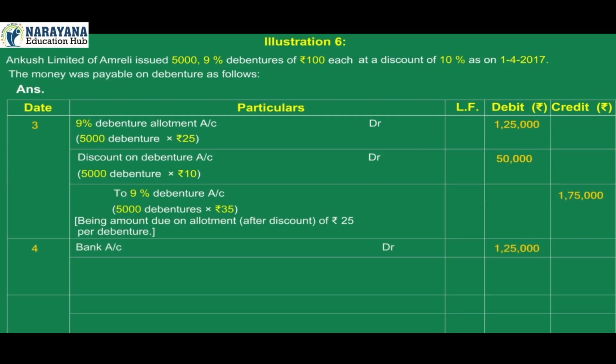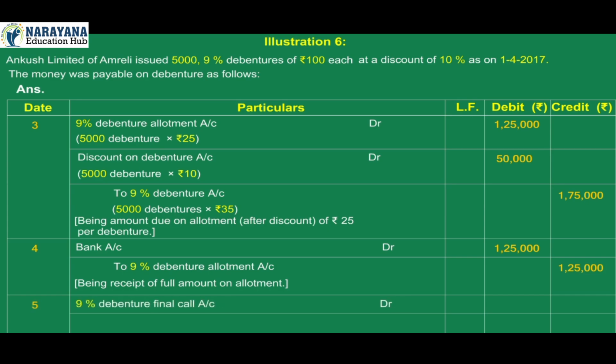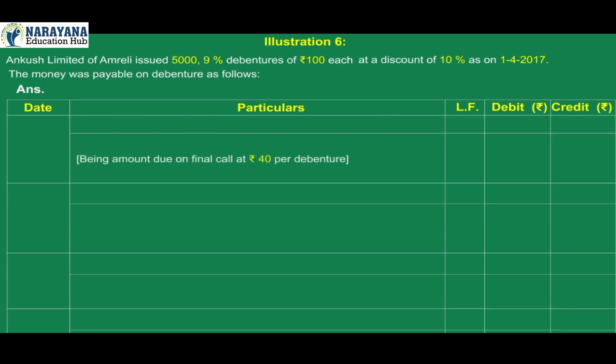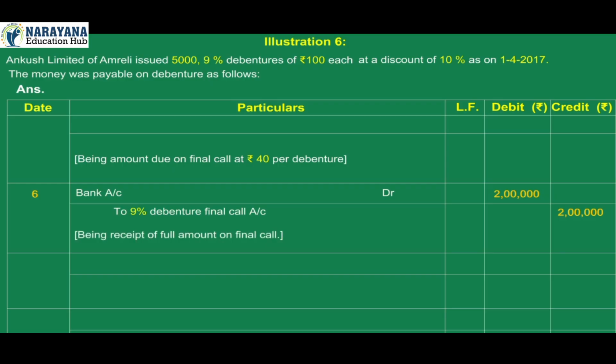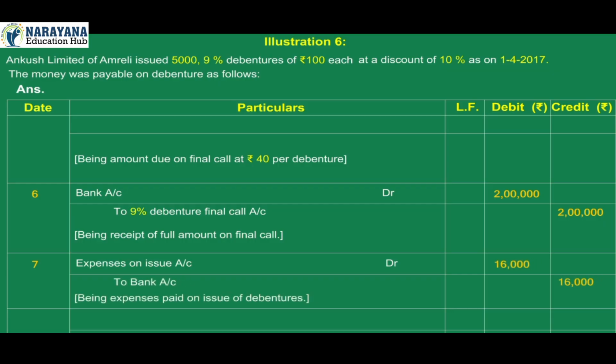4. Bank account debit 1,25,000 to 9% debenture allotment account credit 1,25,000. Being receipt of full amount on allotment. 5. 9% debenture final call account debit 2 lakh to 9% debenture account credit 2 lakh. Being amount due on final call at Rs 40 per debenture. 6. Bank account debit 2 lakh to 9% debenture final call account credit 2 lakh. Being receipt of full amount on final call. 7. Expenses on issue account debit 16,000 to bank account credit 16,000. Being expenses paid on issue of debentures.